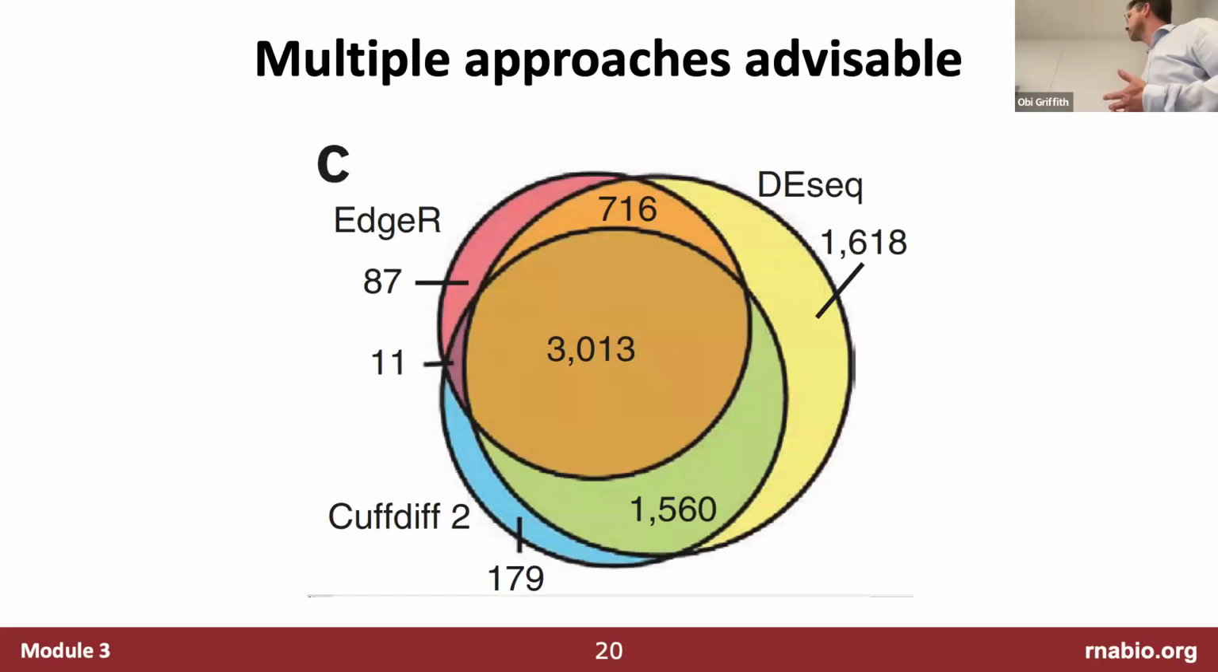Generally, multiple approaches are still advisable. This is kind of an outdated Venn diagram. We have updated ones in the course that you'll create that show the level of overlap and non-overlap between these competing differential expression approaches. They tend to have some overlap, but they also tend to have a fair amount of non-overlap. And, you know, who's to say which one is right?